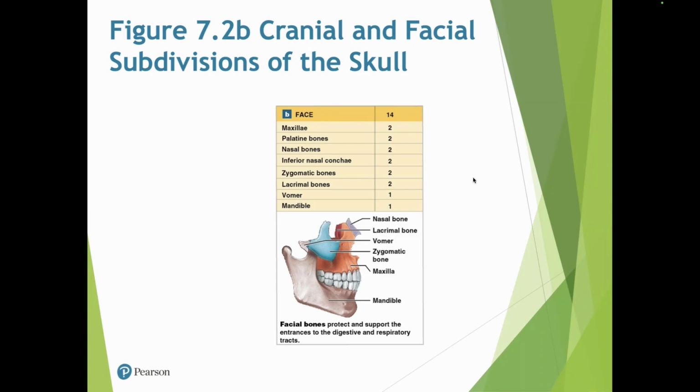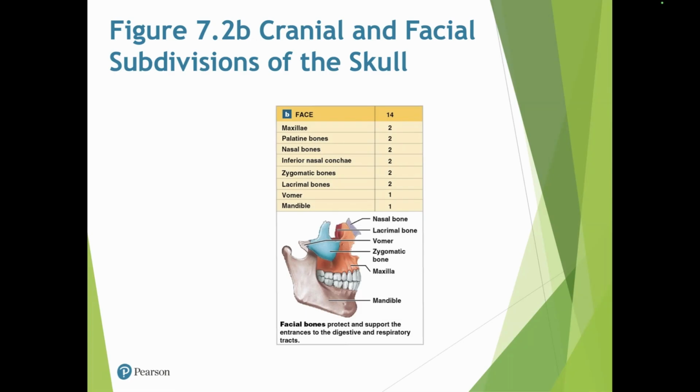So going into the facial bones, of those 14 facial bones, you have your maxilla. And the maxilla is going to be that upper portion that makes the superior portion of the jaw. They don't really call that the jaw as much as the mandible, but together they do make the jaw. And so you have your palatine bones.